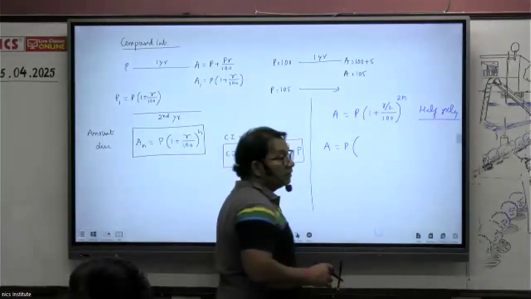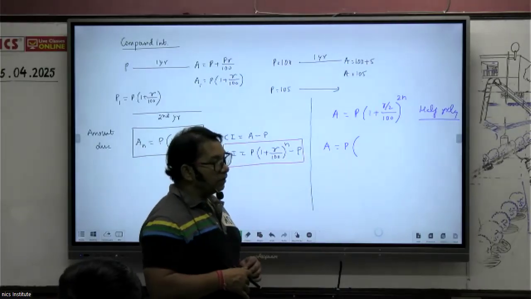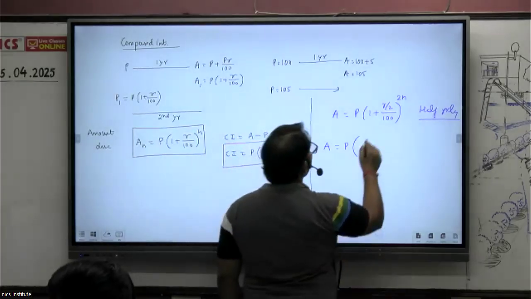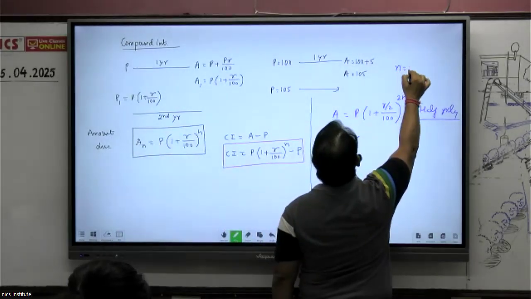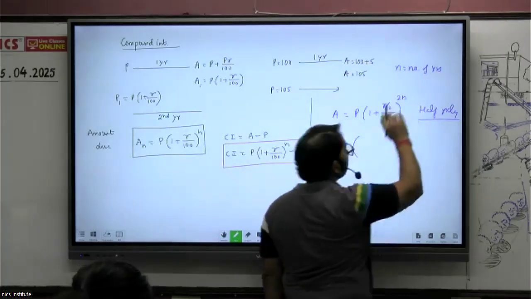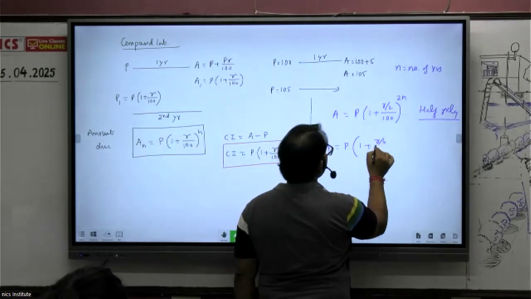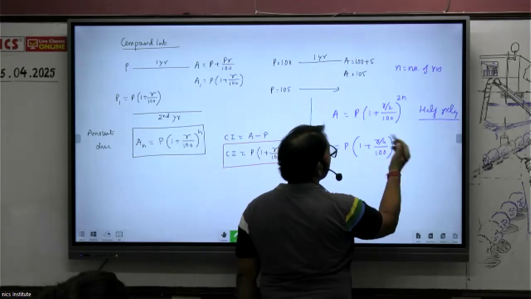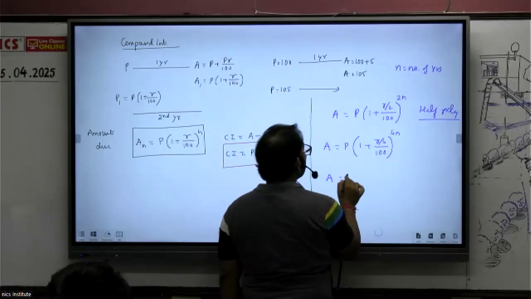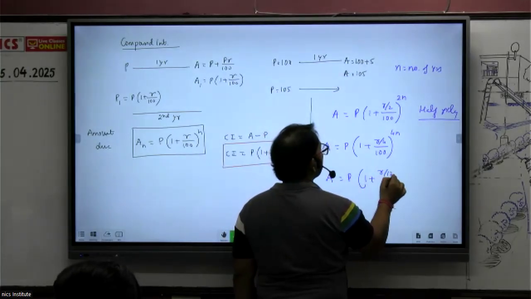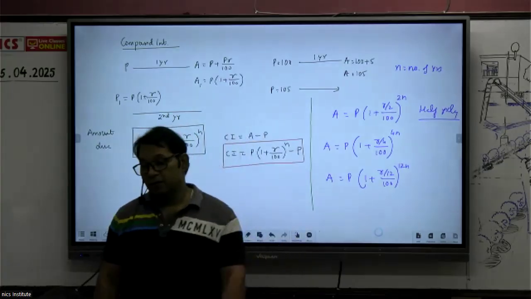Now, if the compounding is half yearly, then it will be 2n, because the number of half years will become twice; n is the number of years. If it's quarterly compounding, the rate of interest per annum will be R by 4 and the number of quarter years will be 4n. What about monthly compounding? R by 12 by 100 and it will be 12n, because in 1 year there'll be 12 months.